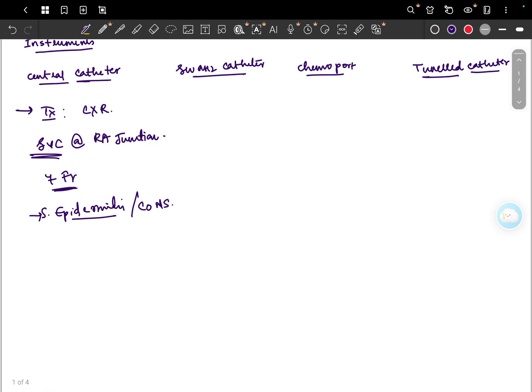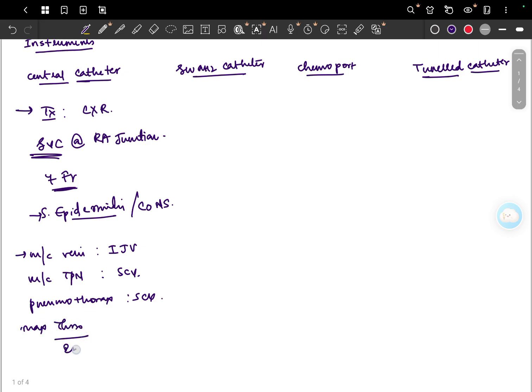Now we have some more points to remember. The most common vein for a central line is the internal jugular vein. However, the most common vein for total parenteral nutrition will be the subclavian vein. Max risk of pneumothorax is of the subclavian vein again. We have max risk of thrombosis and infection with the femoral vein. So these are a few points you have to remember.